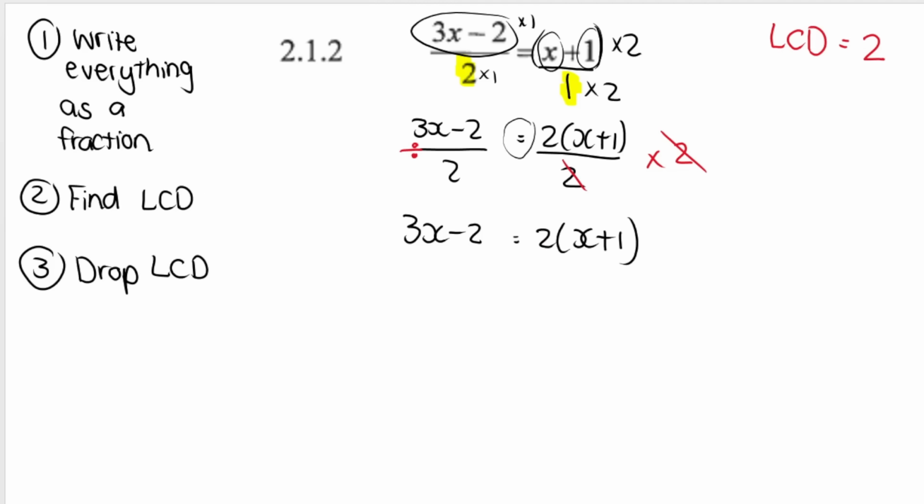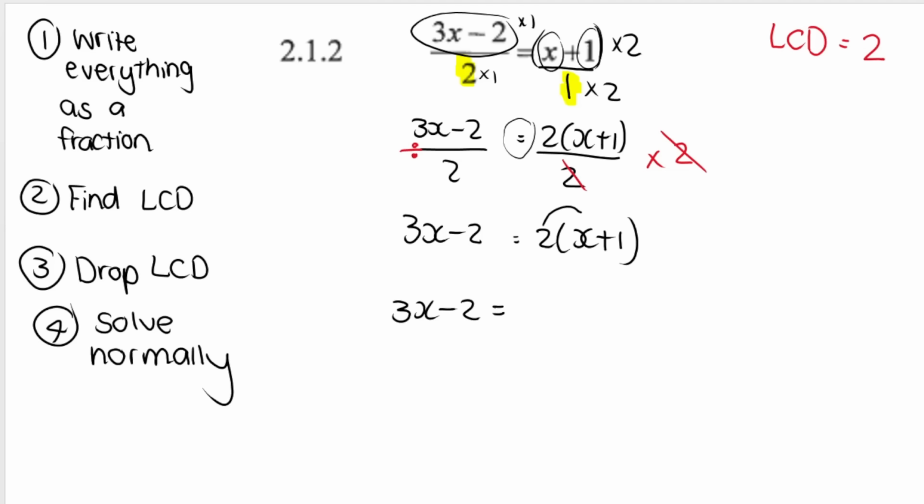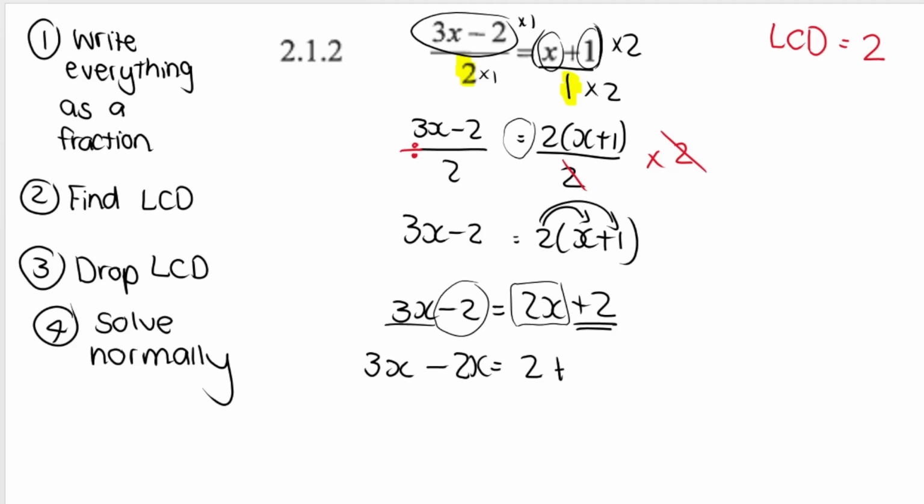Okay, drop the LCDs. Then you distribute and solve like normal. So 3x minus 2 gets carried down. This is 2 times x, which is 2x. 2 times 1, which is 2. Now get the x's to one side. So the 3x stays here. It's going to stay 3x. This is a positive 2x. The opposite of plus 2x is minus 2x when it comes over. This plus 2 is staying on the side, so it's staying positive. This negative 2 is going over, so it's becoming plus 2. 3x minus 2x is 1x. 2 plus 2 is 4. There we go. That is our answer.